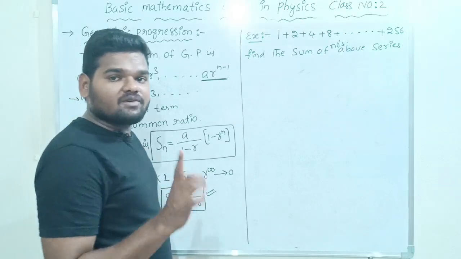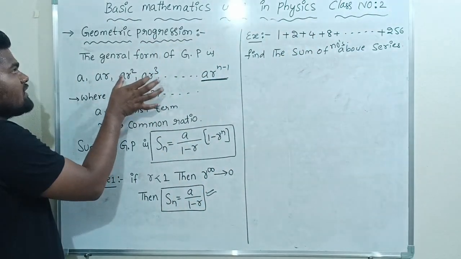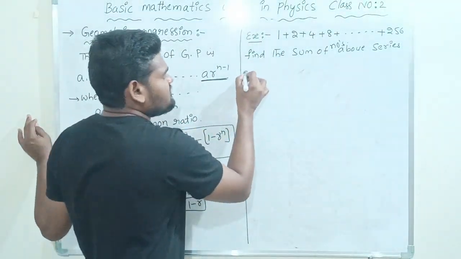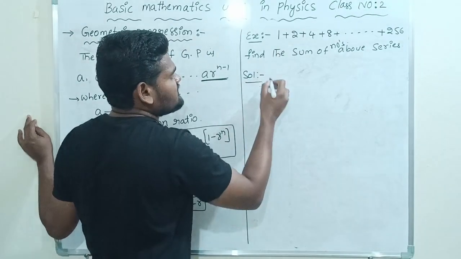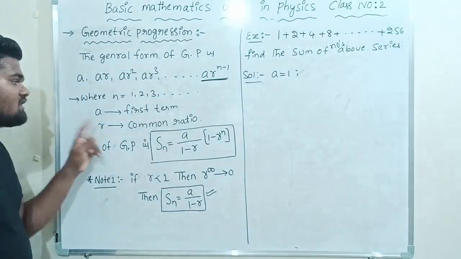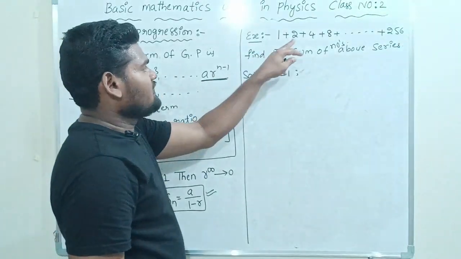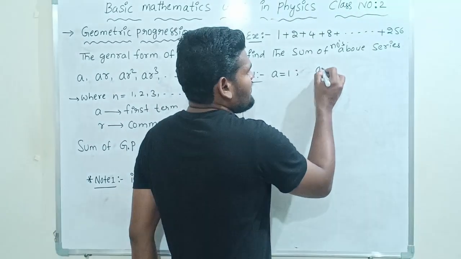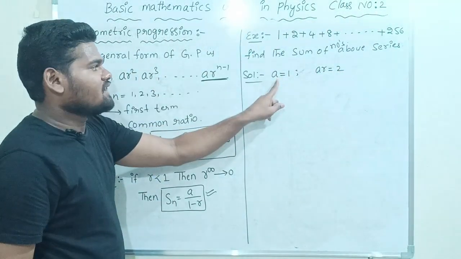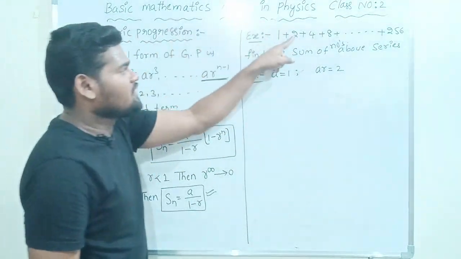Right. What we have to do? Just compare the given series with the geometric progression general form. So what is A? A is the first term. In the given series, the first term is A equal to 1. It is clear. So what is R? R is the common ratio. Have a look. At the place of A, we have 1. And at the place of AR, we have 2.